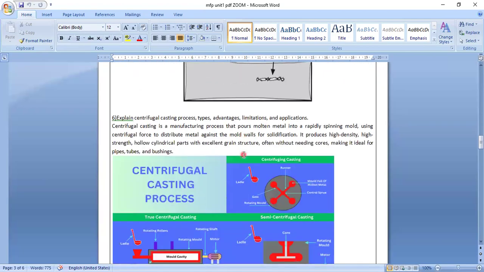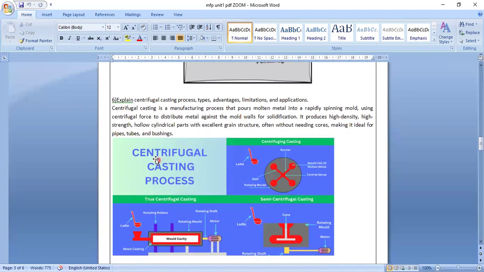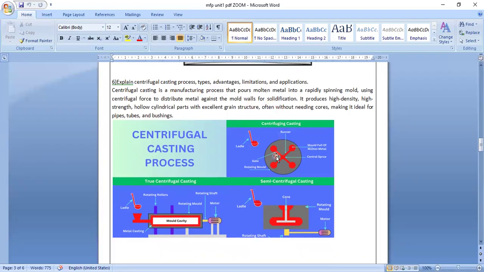So if I'm not wrong, next question I'm taking, ma'am. Explain the centrifugal casting process. You need to explain the centrifugal casting process, its advantages, limitations, and applications. Centrifugal means, see ma'am, the rotation type is called centrifugal. Here also you can see this is a semi-centrifugal casting process. Here a ladle is given and the metal is poured. It comes inside, and this is the mold cavity.